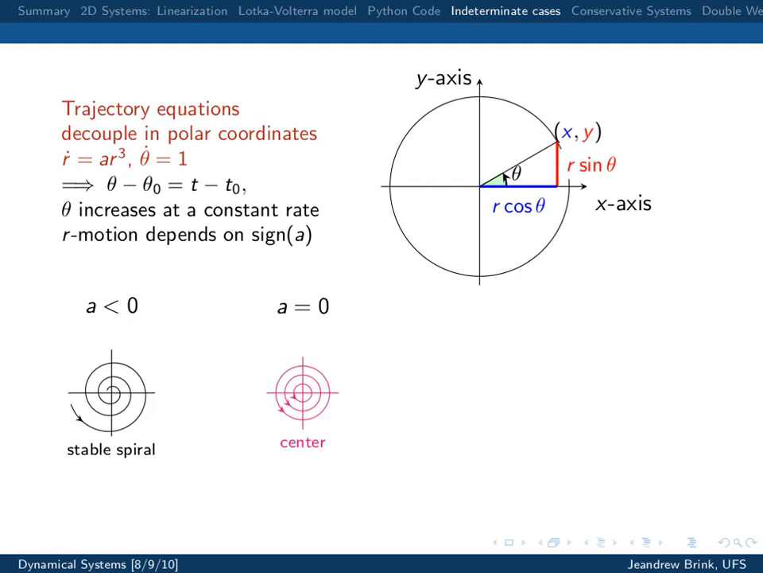If A is 0, then we made the right prediction. Only if A is 0 will the linear prediction match what truly happens. If A is greater than 0, you've basically got R dot equal to a positive constant, so R is going to increase, and regardless of how close you start to the origin, it's going to become unstable and spiral out to infinity.